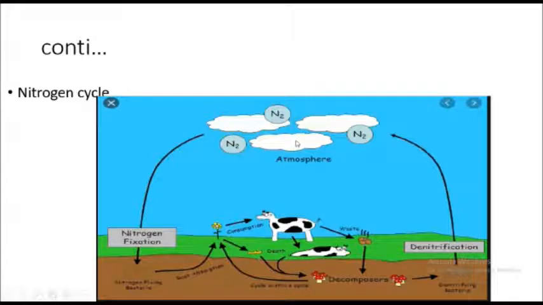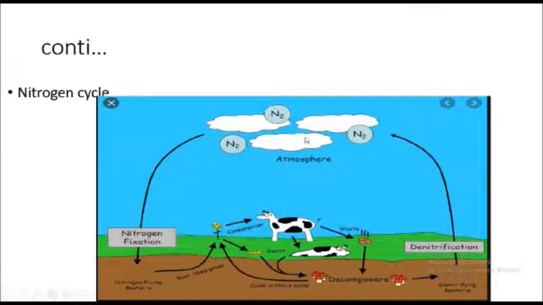First, you should remember that there is an atmosphere. In the atmosphere, this nitrogen is present. These nitrogens are present in the atmosphere, in the airspace. So the first thing to remember is that you should follow this arrow direction.